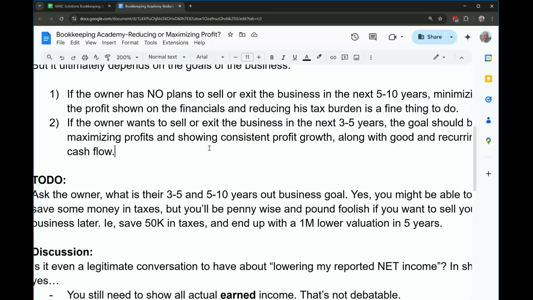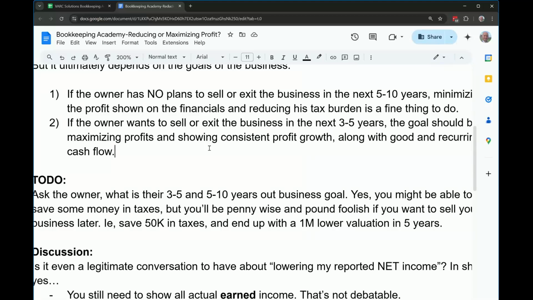Yes, you might be able to save some money on taxes, but you're losing in the long-term game of growing a higher value business that you could then sell. Okay, one other caveat here, by the way. We work with a lot of companies of a lot of different sizes. Some are an owner that started the business, and they might want to sell to an outside party.